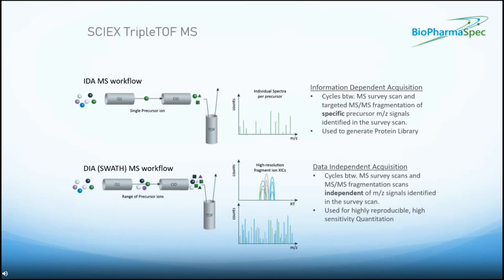SWATH-MS instead uses a first quadrupole isolation window to step across the mass range in the MS survey scan. And then it collects MS fragmentation data at each step to generate fragment ions from all the detectable precursor masses. So although the MS assignments are more ambiguous, it's more sensitive, it's reproducible, and it gives us a more complete picture of sample complexity, and it's for this reason it's used for the quantitative aspect of the process.